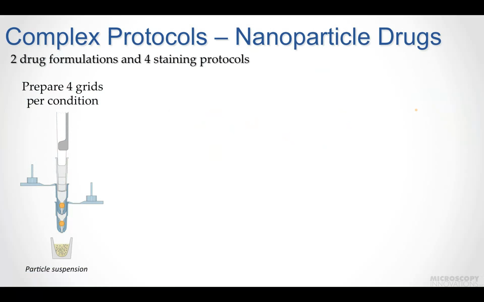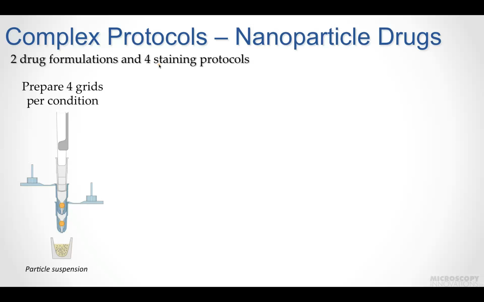So we can also do complicated protocols with nanoparticles, in this case a nanoparticle drug formulation. There were 2 separate drug formulations to be analyzed with 4 different staining protocols. We wanted to prepare them all at once. We wanted at least 4 grids per condition, because even with mPrep capsules, you might not have the data you're looking for, the number of particles on a given grid, or you might potentially drop a grid, and to simply have a larger sample size.